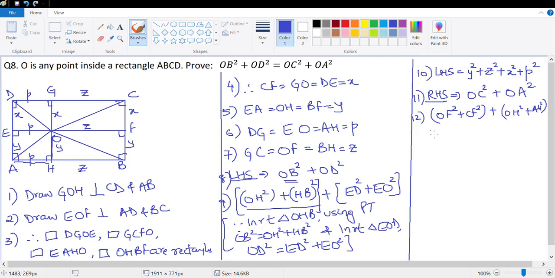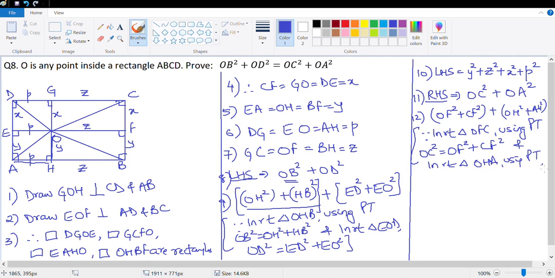Reason: since in a right triangle, we've looked at OFC, using Pythagoras theorem, we get OC square is equal to OF square plus CF square. And in a right triangle, we've taken OHA, using Pythagoras theorem, we get OA square is equal to OH square plus AH square.